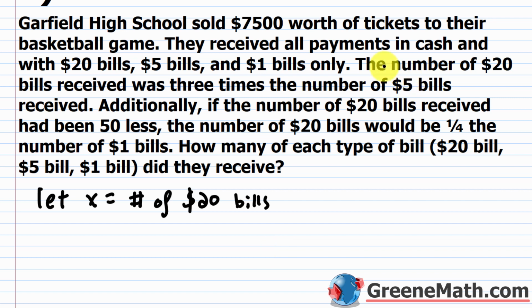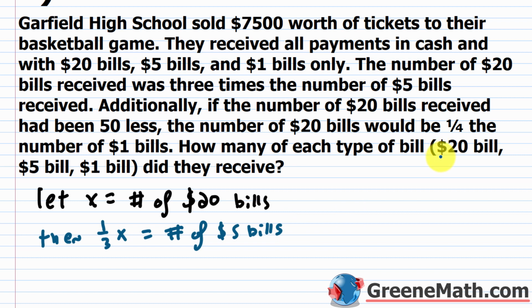Well, it says specifically that the number of $20 bills received was 3 times the number of $5 bills received. So that means the number of $5 bills received was 1/3 of the number of $20 bills received. So I'll say then 1/3 x is equal to the number of, in this case, $5 bills. All right, we have one left. That's the number of $1 bills.